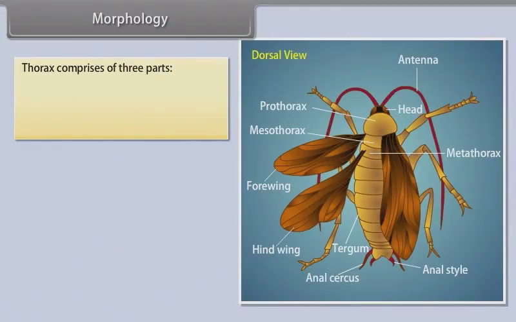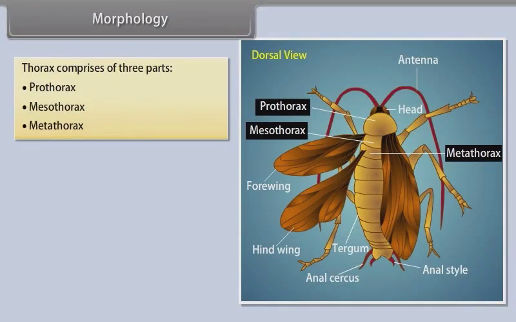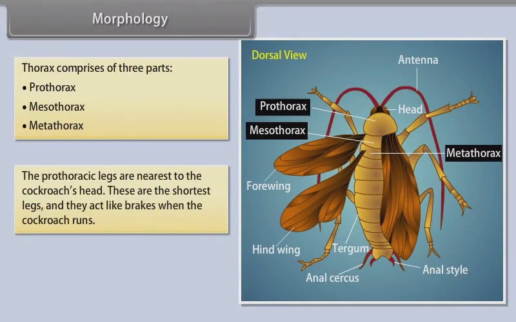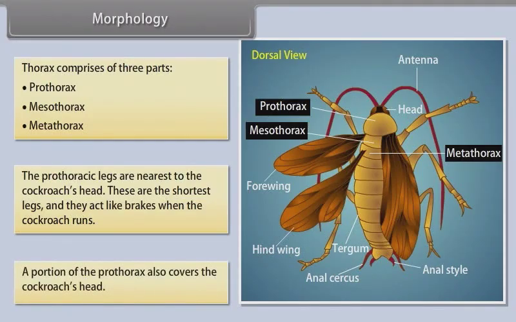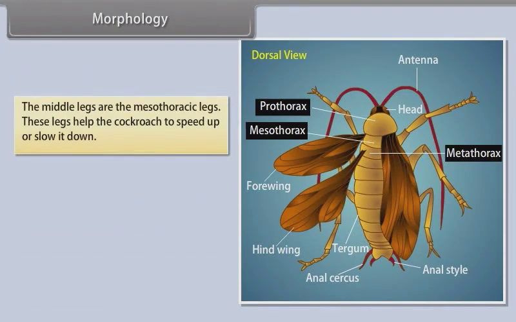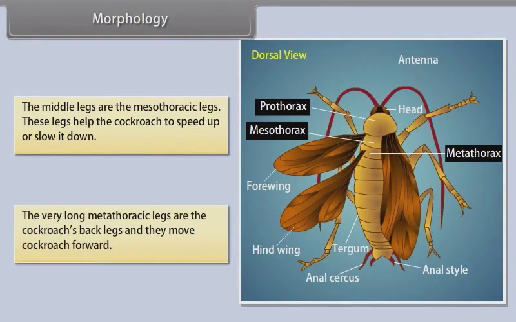Thorax comprises 3 parts: prothorax, mesothorax, and metathorax. The prothoracic legs are nearest to the cockroach's head. These are the shortest legs and they act like brakes when the cockroach runs. A portion of the prothorax also covers the cockroach's head. The middle legs are the mesothoracic legs. These legs help the cockroach to speed up or slow down. The very long metathoracic legs are the cockroach's back legs and they move the cockroach forward.